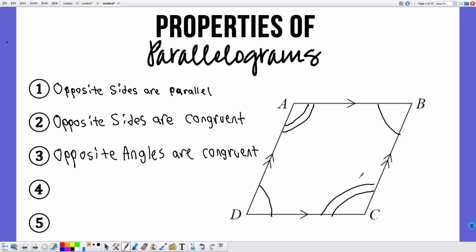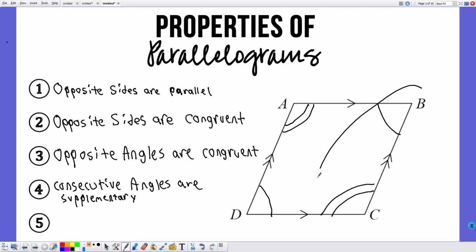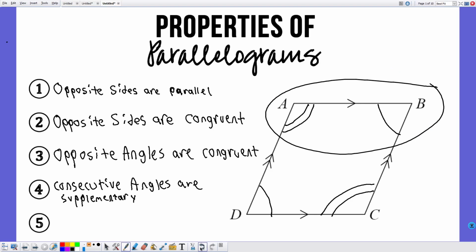Four is kind of like, I'll just say it. We would say consecutive angles are supplementary. So, what it means by consecutive angles are basically a pair of angles that are not opposite to each other. Like B and C would be consecutive, or A and B would also be consecutive.